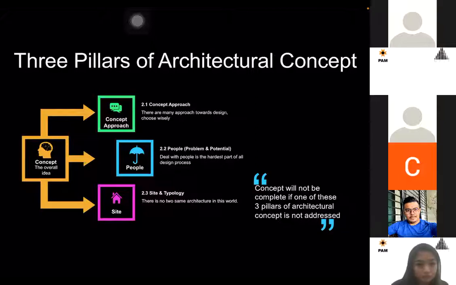Although you are taking a photo and putting, like, the Bilbao Museum from the original location to Malaysia, it's still not the same thing. It still differs in terms of contextual response, culture and so on. So the concept will not be complete if these three pillars of architecture concept are not addressed, okay? So you must deal with these three before you proceed to complete your concept.